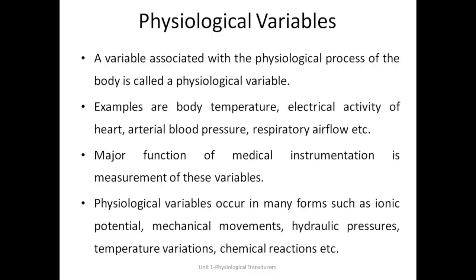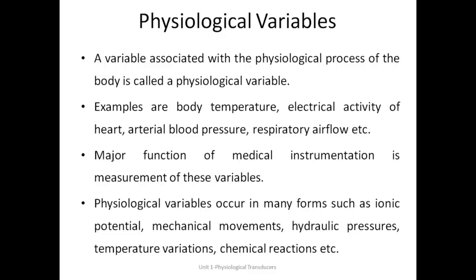Okay, so physiological variables may occur in many forms. They may occur in the form of ionic potential. They may occur in terms of mechanical movements, hydraulic pressures, temperature variations, chemical reactions, etc. So all these phenomena are taking place in our body. The numerous processes that are taking place at every instant of time within the human body give rise to so many kinds of physiological variables.